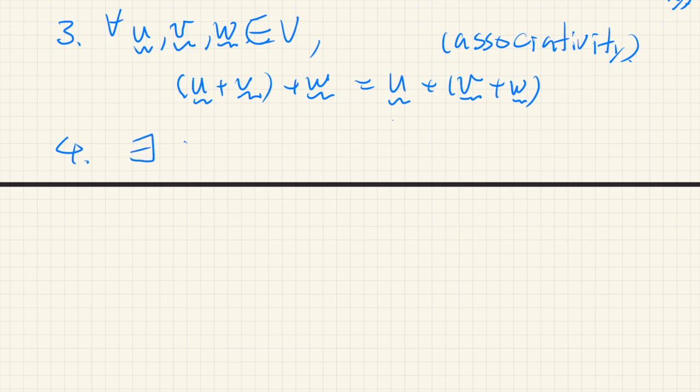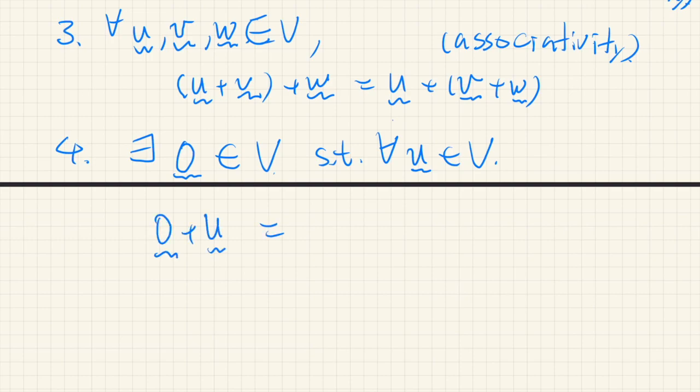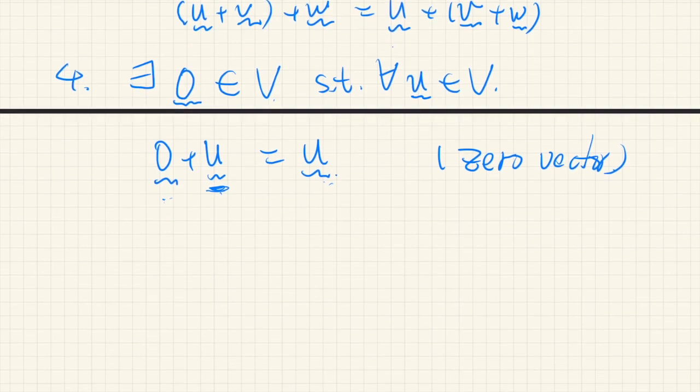there exists a special element called 0 in this vector space, such that for all vectors u in V, we have u plus 0 is equal to u. So adding 0 doesn't change the vector u. So this special element is called the 0 vector, so existence of 0 vector. Or you can say additive identity vector.